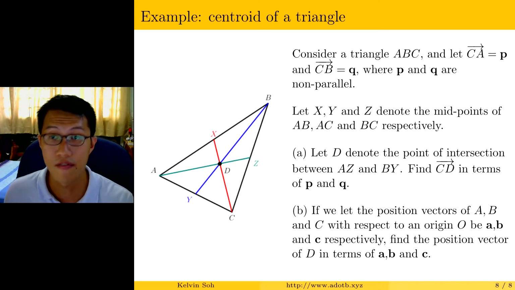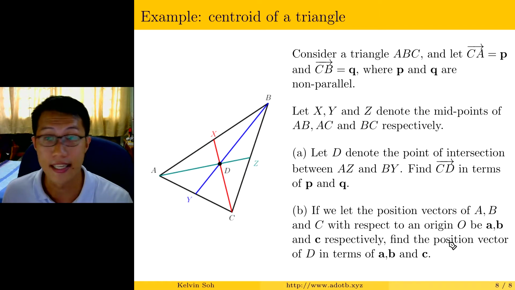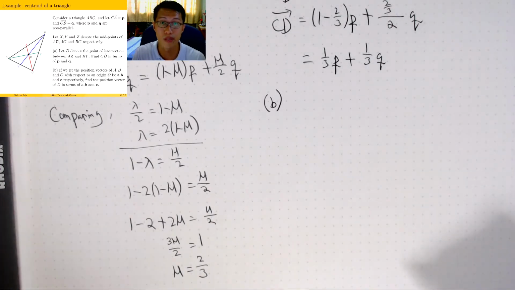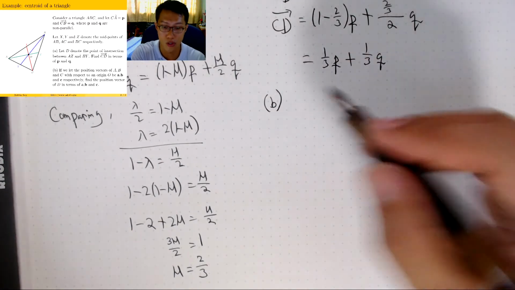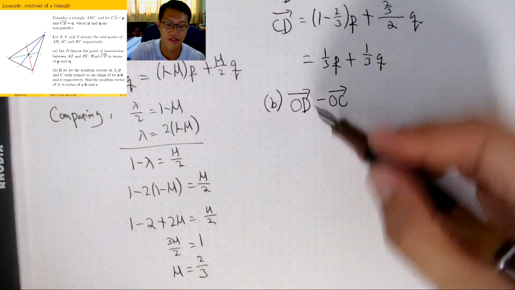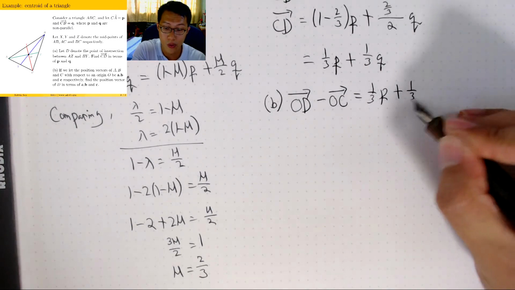So for the second part of the question, for part B, if we let the position vectors of A, B, and C with respect to an origin O be A, B, and C respectively, find the position vector of D in terms of A, B, and C. So now O is introduced into our question. Let's give it a try. Now that O is introduced, we can use our position vector formula once more. The formula that CD equals OD minus OC. So CD is given by OD minus OC equals 1/3 P plus 1/3 Q.